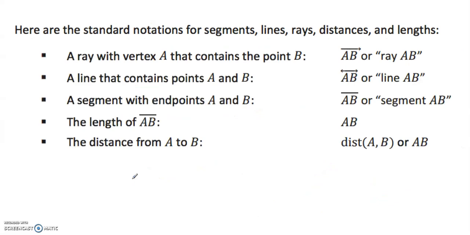Next, here are the standard notations for segments, lines, rays, distances, and lengths. I'm not going to go through all of them. Just make sure you have this notation down. This is only notation. On the left side you can see a ray, a line, a segment, the length of a segment, and the distance from A to B, and how each is denoted on the right side. Make sure you have that in your notebook.